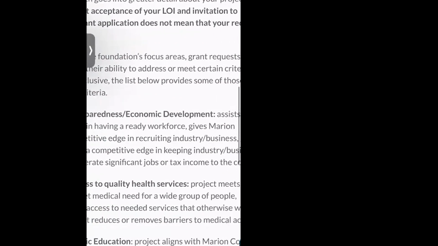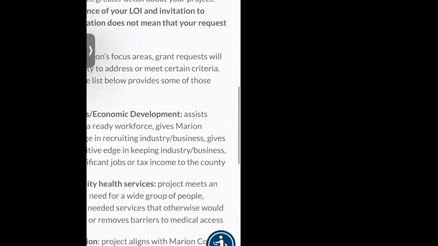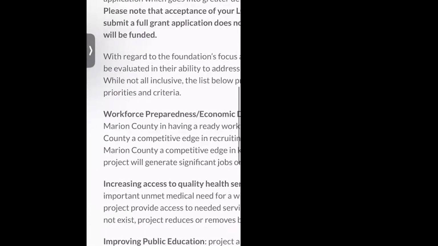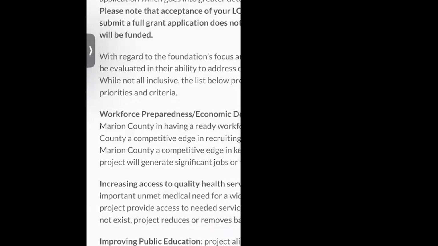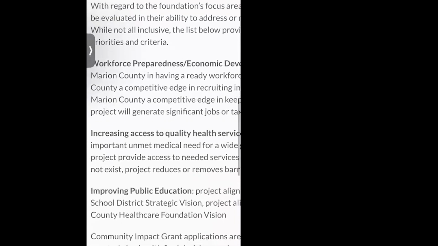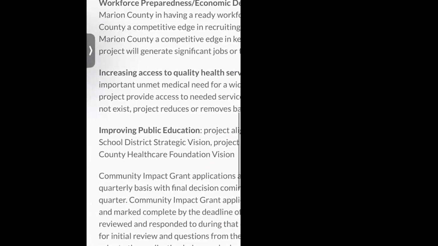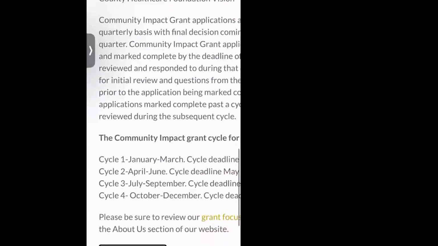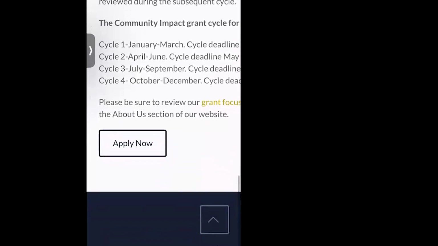With regard to the foundation's focus areas, grant requests will be evaluated on their ability to address or meet certain criteria. While not all inclusive, the list below provides some of those priorities and criteria: workforce preparedness and economic development, increasing access to quality health care, improving public education. Okay? Y'all got that?